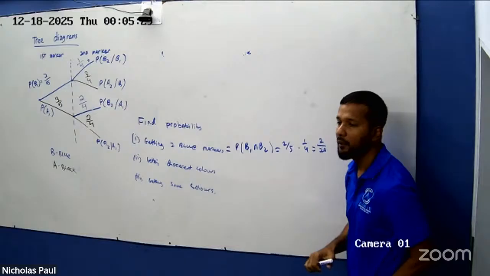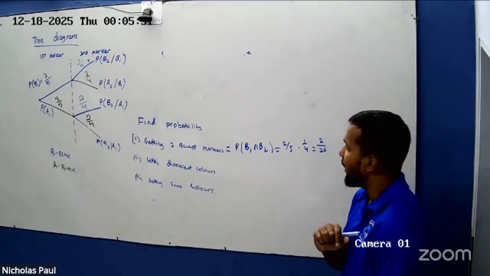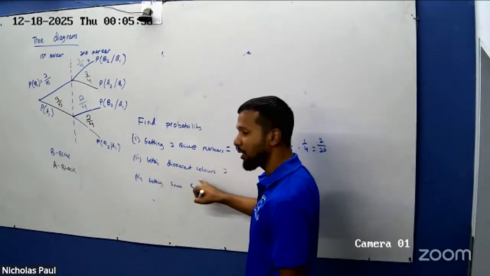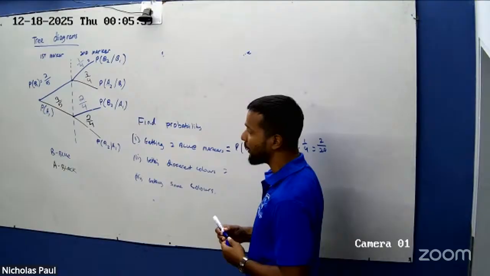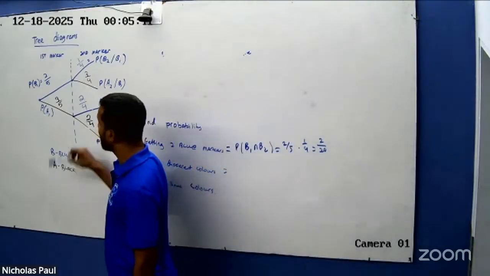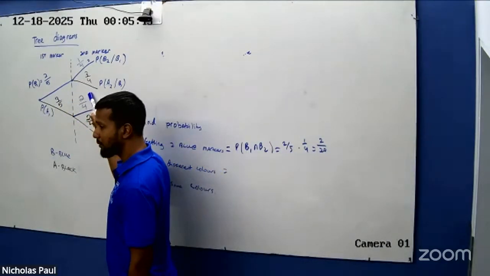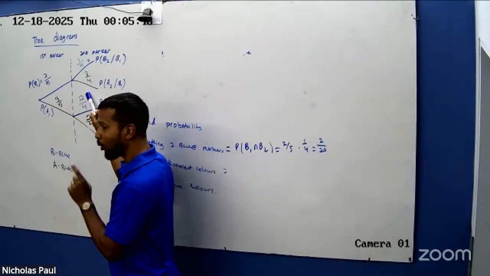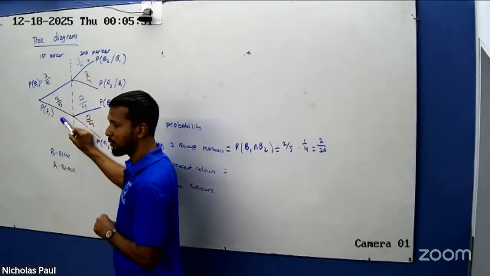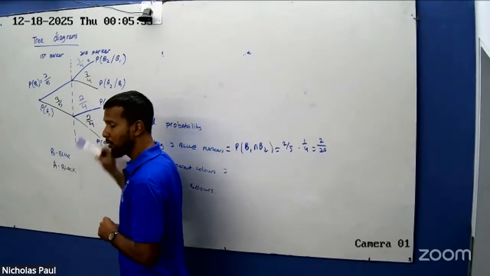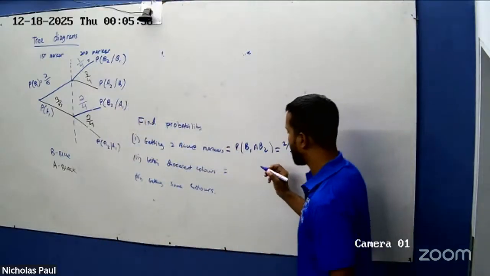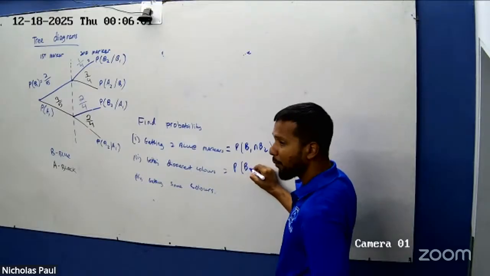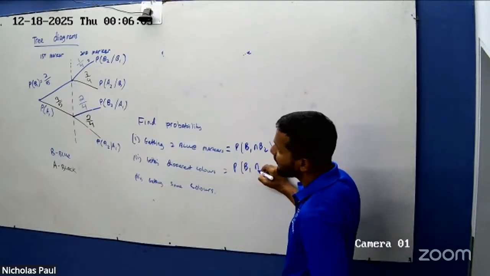Next one. I want you to get different colors. Different colors mean what? A blue and a black or a black and a blue. All right, enough. So probability of a blue and a black.